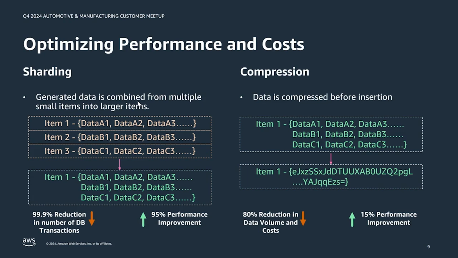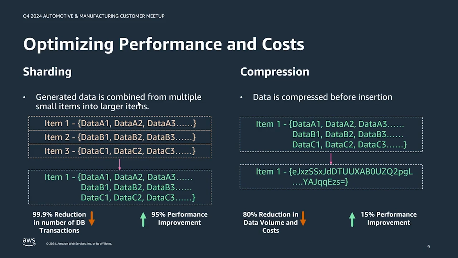Although this solution improved our performance, it was still pretty costly. To further optimize costs, we compressed each DynamoDB item, which already contained 1,000 data items, before insertion. So on average, this compression resulted in an 80% reduction in item size. So a 1 MB item could now be just 200 KB.